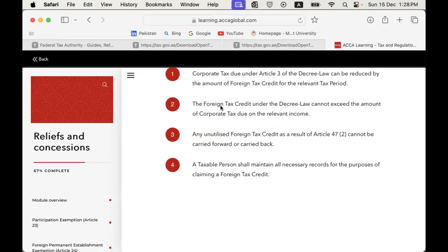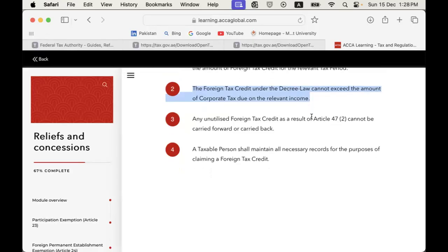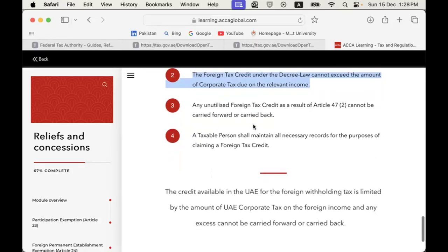We will look at the remainder provision. Foreign tax credit under the decree law cannot exceed the amount of corporate tax due on the relevant income. Remember, this is the provision of the domestic law of UAE, and the double tax agreement is under international law, Vienna Convention. Wherever the double tax agreement conflicts with the domestic law, the double tax treaty prevails over the domestic law.